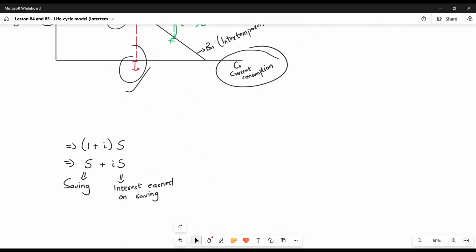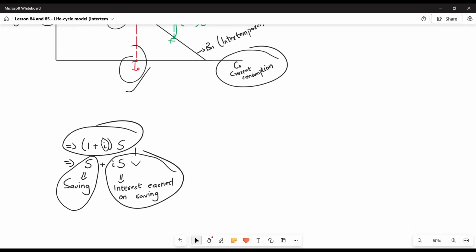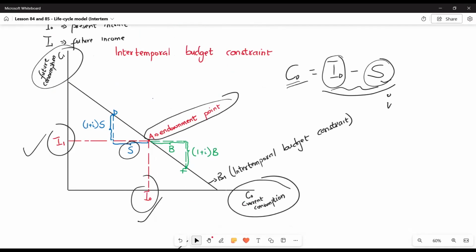If he invests his S amount of savings in an asset with an interest rate equal to I, then his future income is going to increase by this amount. If we rewrite this into the next equation, S simply represents the amount he saved in the current period, and the interest rate multiplied by S is simply the interest he earned on the savings. If someone decides to save S amount in the current period, his future income is going to increase by this amount. On our figure, this is represented by moving S dollars to the left, which we have seen here, moving S dollars from I0 to this point.